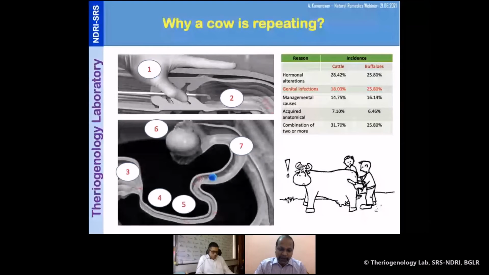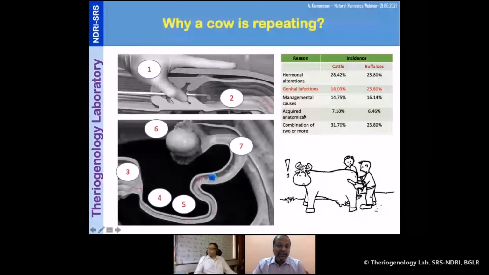So this is a tubal block or something like that. If it is there, then conception cannot happen. And the sixth is the ovary. If the ovulation takes place properly, then it is fine. If there is a delay or no ovulation at all, anovulation, of course the treatment is the same, but it impairs the conception process, and that's how the cow is repeating.